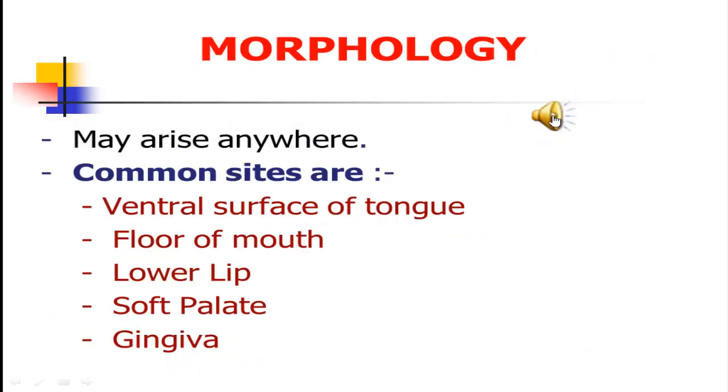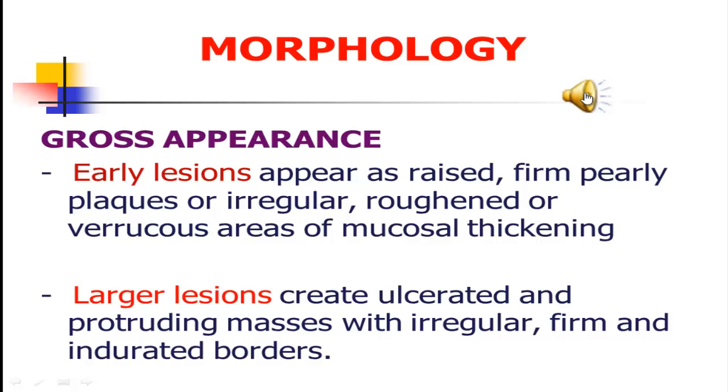Now coming to the morphology of oral squamous cancers, the tumors may arise anywhere. The common sites are ventral surface of the tongue, floor of mouth, lower lip, soft palate and gingiva. On gross appearance, the early or smaller lesions appear as raised, firm, pearly plaques or irregular, roughened or verrucous areas of mucosal thickening. The larger lesions create ulcerated and protruding masses with irregular, firm and indurated or rolled borders.